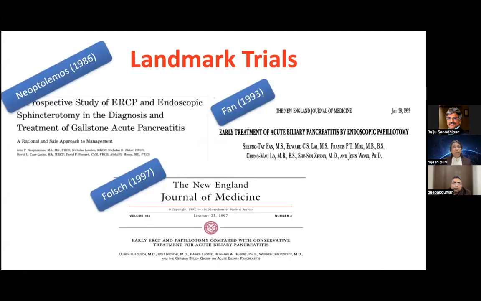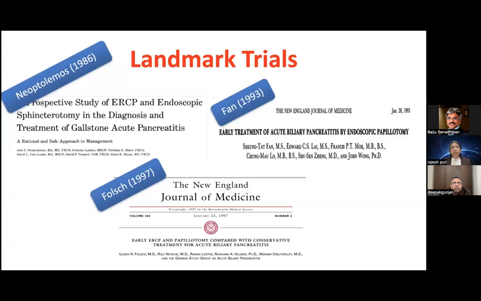And after that, 3 landmark studies 3 decades before: Neoptolemos, Fan, and Folsch. The Neoptolemos study showed that ERCP in a patient of acute biliary pancreatitis reduces morbidity and mortality. Within a few hours of that, Fan published in NEJM, and what he showed is that doing an ERCP in a patient with bile duct stone, meaning biliary pancreatitis, may be helpful. Otherwise, in all pancreatitis, it is not required.